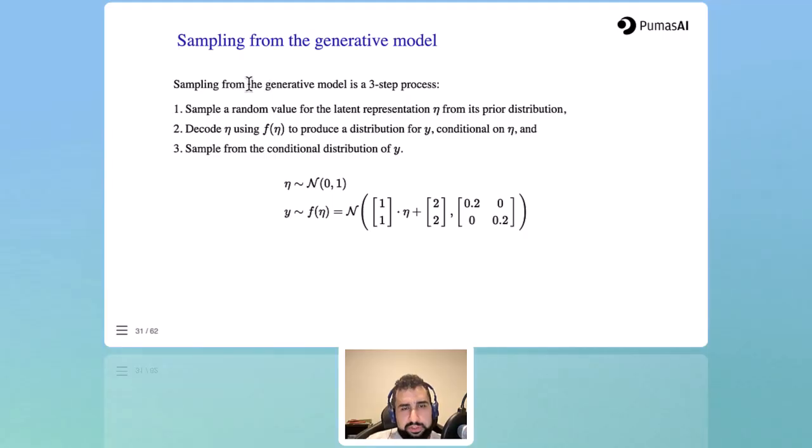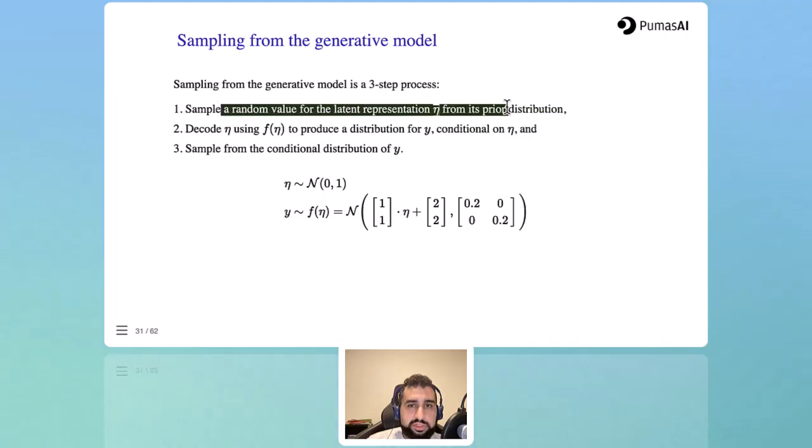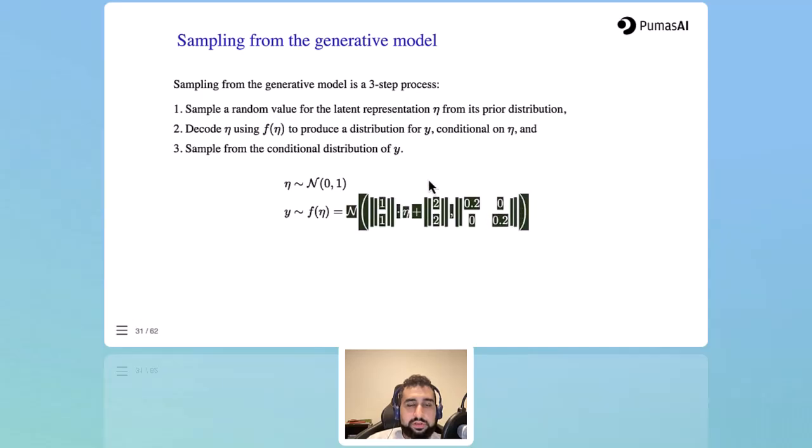Sampling from the generative model is basically a three-step process. The first step is to sample a random variable for the latent representation eta from its prior distribution. So we take this distribution here, we sample a value from that. And that gives us a specific value for eta. Then we can, quote-unquote, decode eta. So we can pass it through the decoder using this function here, f of eta. And the idea is that it gives us a distribution for y.